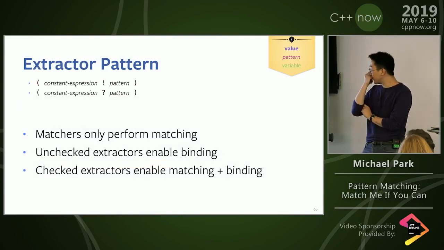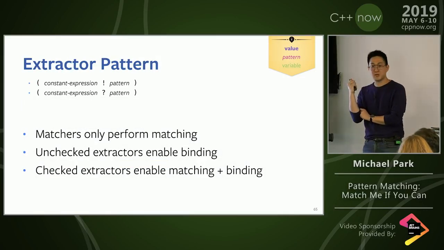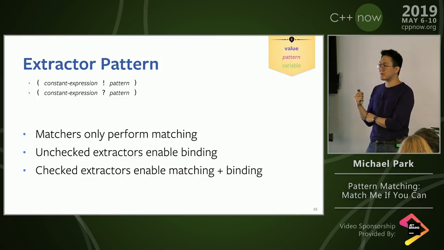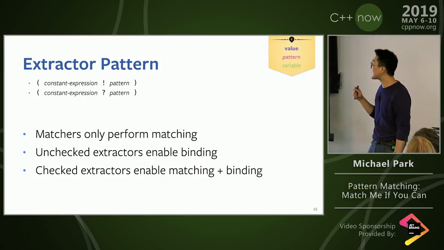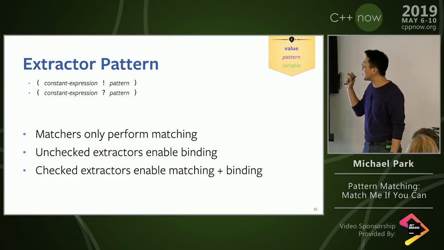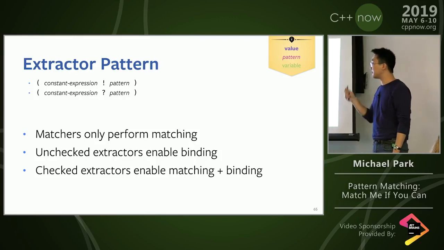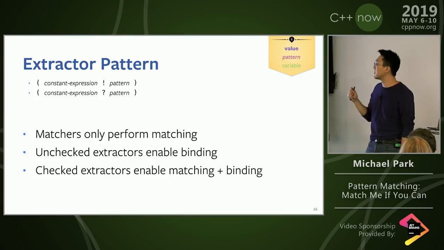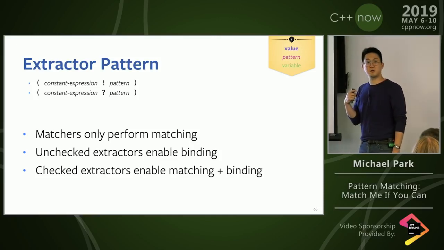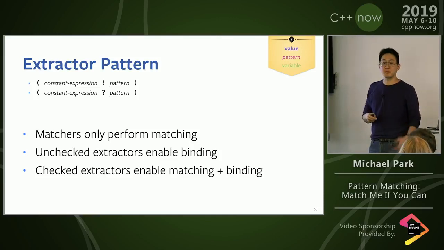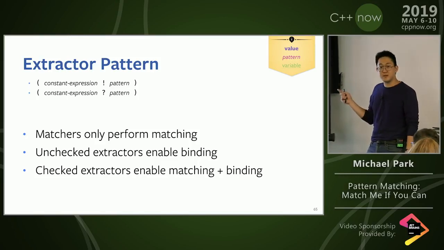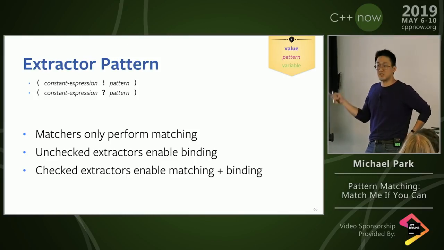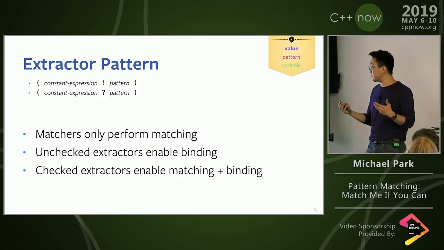Anything else? Okay. All right, so this is the extractor pattern. So there was a comment about match earlier. This is the extensibility aspect of it. The syntax is open paren, constant expression, bang, pattern, close paren, or you can do it with the question mark. The matcher that we saw within only performs matching, right? It doesn't provide any bindings for you. If you wanted to actually create some bindings, you would need to go through one of these extractors to be able to create bindings into your value.